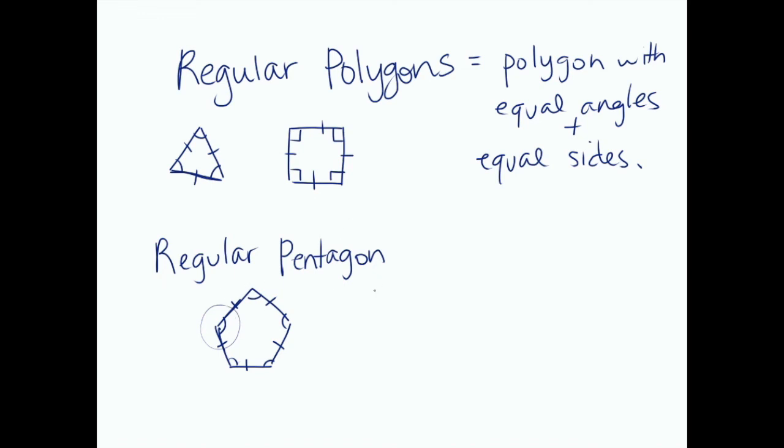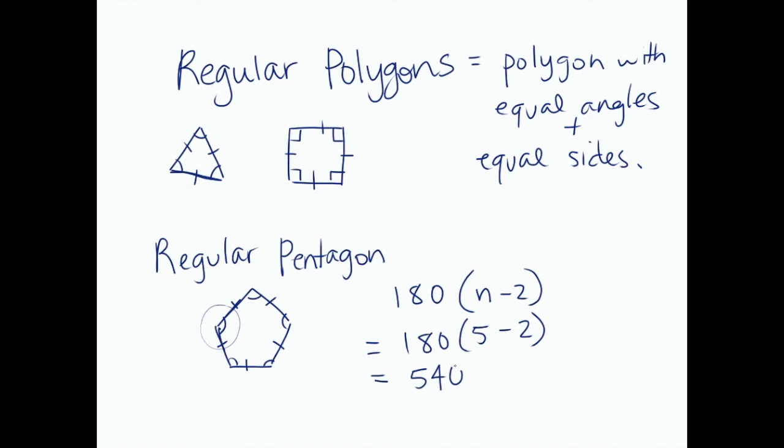So I can find the total measure of the angles. I can use that nice formula, 180 times n minus 2, to figure it out. That's going to be 180 times 5 minus 2, and that's going to give me 540. So I know that all of the angles add up to 540, but I just want one of them. So I'm going to take the number of angles, 1, 2, 3, 4, 5, and divide my total by 5. And I'm going to find that each angle measure is 108 degrees.